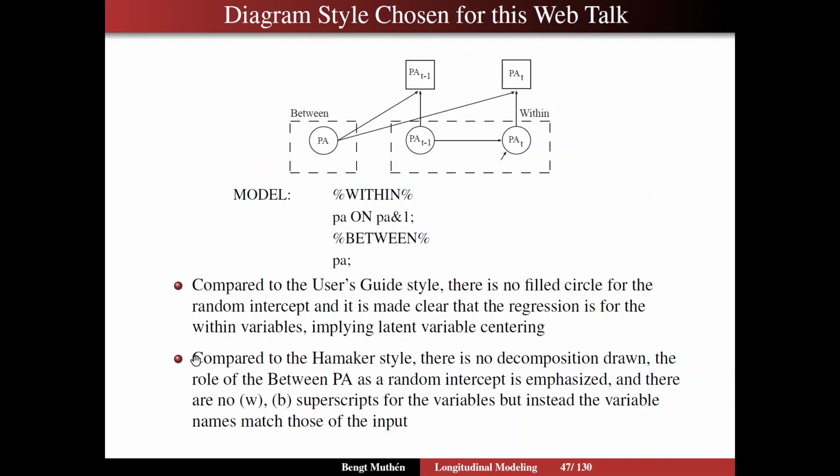Now compared to the Hammacher style, there's no decomposition drawn, so it's simpler visually from that point of view. And the role of the between PA as a random intercept is instead emphasized. So in the Hammacher drawings, you don't have this connection. And there are no W or B superscripts for the variables, but instead the variable names match those of the input.